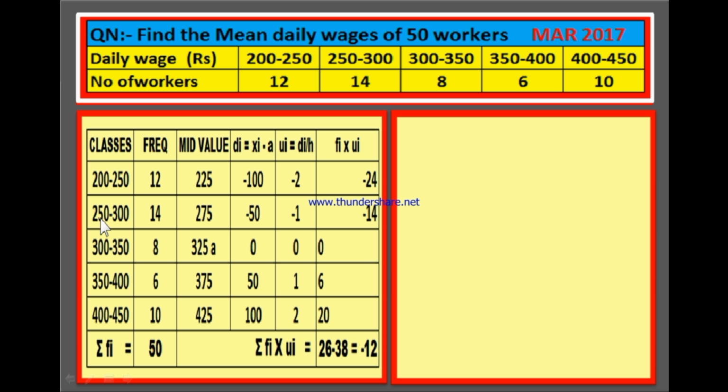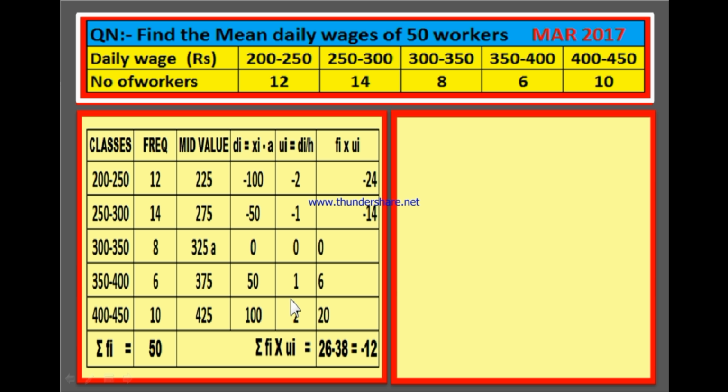If the classes are in ascending order, please keep in mind, if the classes are in ascending order, corresponding to the assumed mean value, that is a value, in the ui column you write 0 and above 0 you write minus 1, minus 2, minus 3, minus 4 like this, and below 0 write plus 1, plus 2, plus 3, plus 4 like this, provided the classes are in ascending order. Understood?